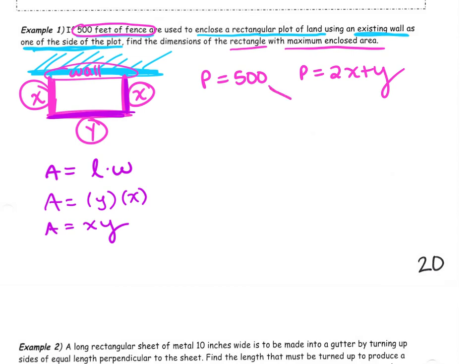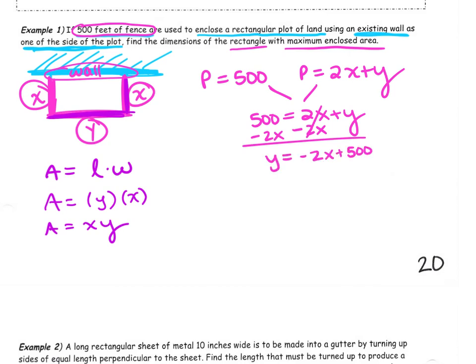Okay, so we already said this. I just want to write this a little neater. So we said that this 500 was equal to 2x plus y. Well, why don't I get one of these variables by itself? Let's get y by itself. And I have y will equal negative 2x plus 500. Okay, so far so good. All I did was get y by itself.